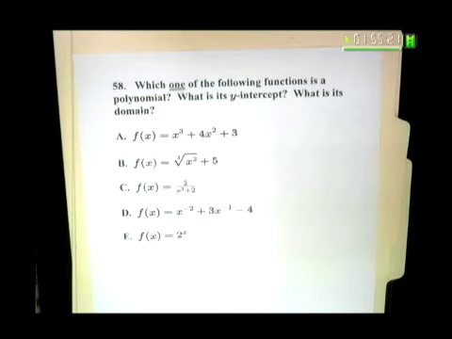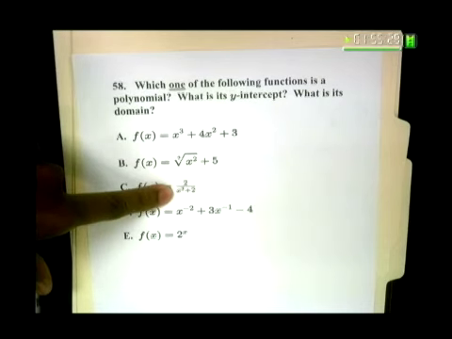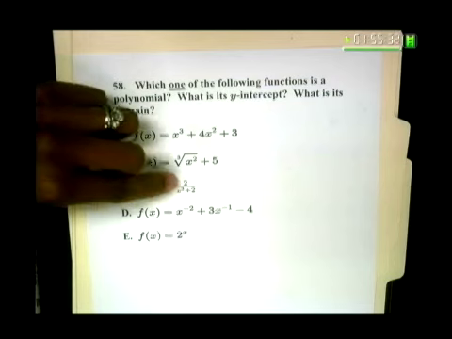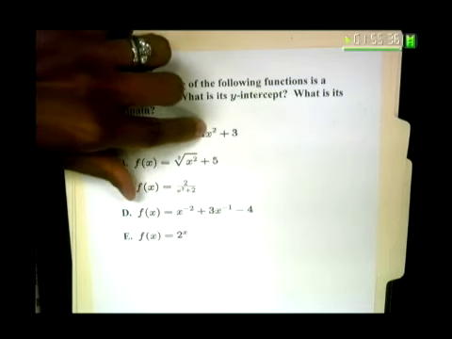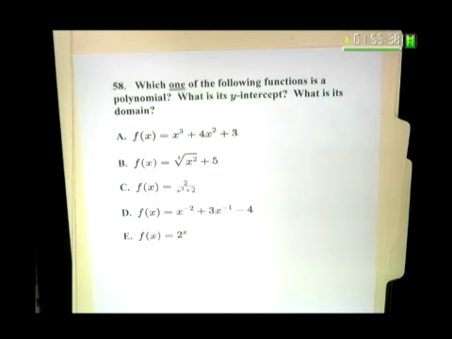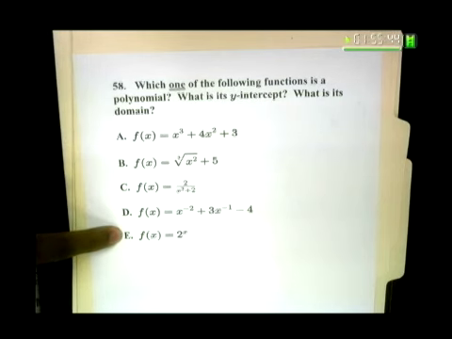We don't want anything that's a fraction, right? Well, the coefficient could be a fraction, meaning these could be 1/2 or 1/4 in front of the x, but not where the x is actually part of the fraction. No negative exponents like in D, and no exponential functions like in E. So the only one that would be a polynomial function here would be A.